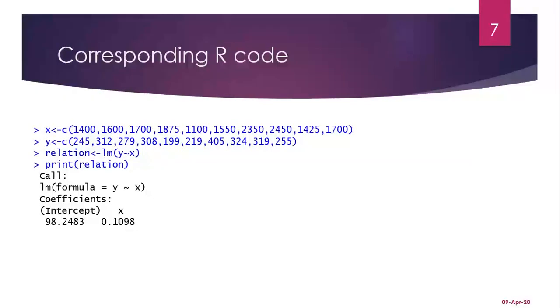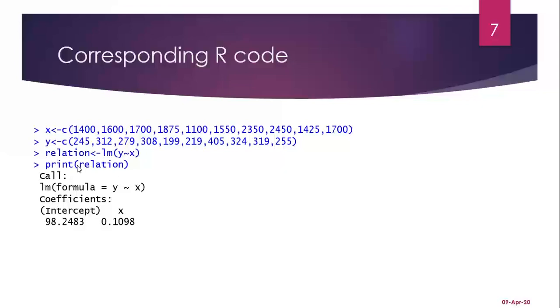And then we establish the relation using the lm function, linear model, and this is how we write it. Y is dependent on x. If x was dependent on y, we would have written x dependent on y, but here y is the dependent variable and x is the predictor variable, so we write it like this.